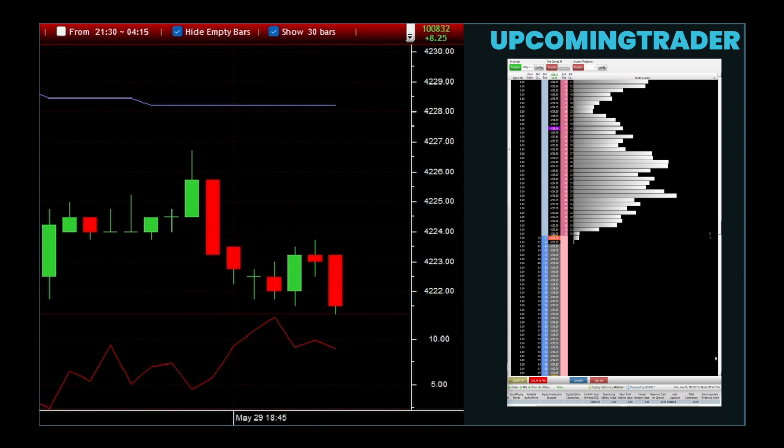There is also the initial balance, which is the price range from the first hour of trading. The initial balance is a strong indicator for future moves. If the price breaks out from this range, it often means a significant movement is coming. Traders pay close attention to these breakouts to catch big moves early.